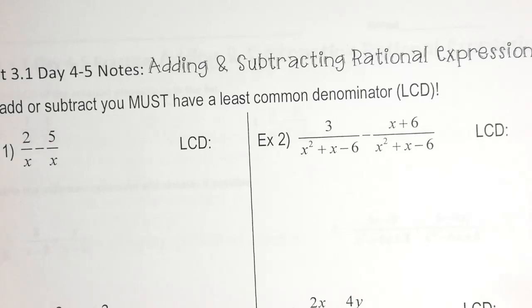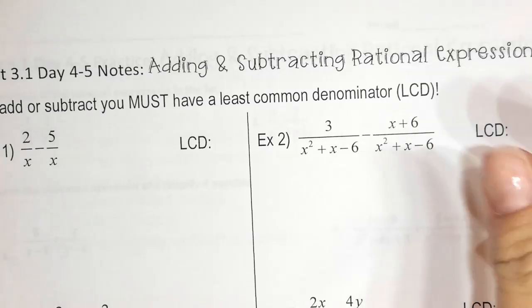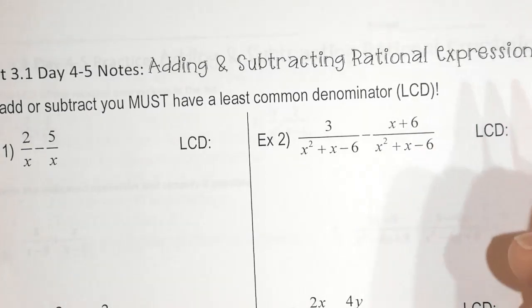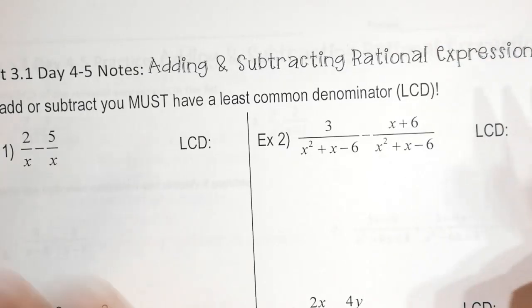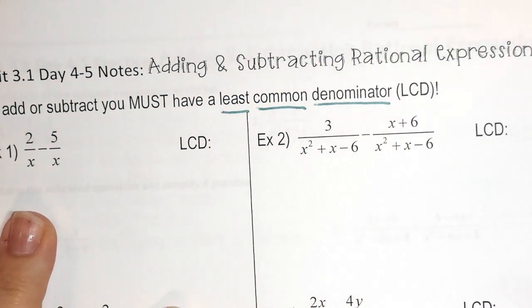Okay, so we are adding and subtracting rational expressions. What that means is, yesterday or Friday we were multiplying and dividing, yes? But now we're adding and subtracting. The big difference is that you have to have a common denominator when you add or subtract, yes? So we have to find our least common denominator.